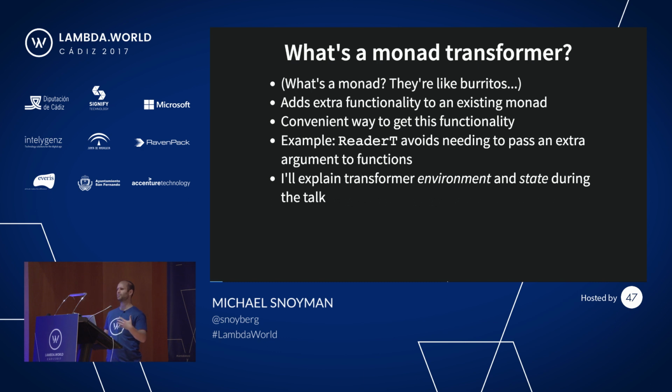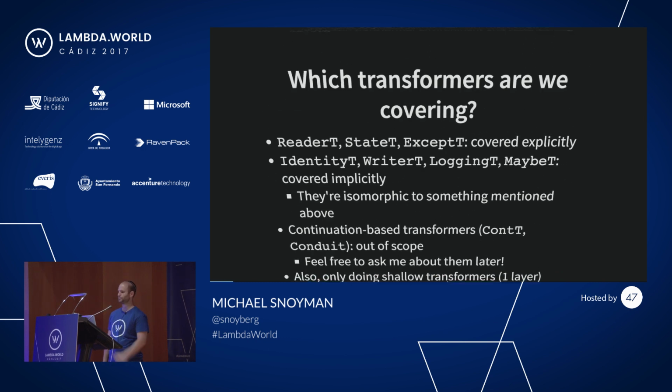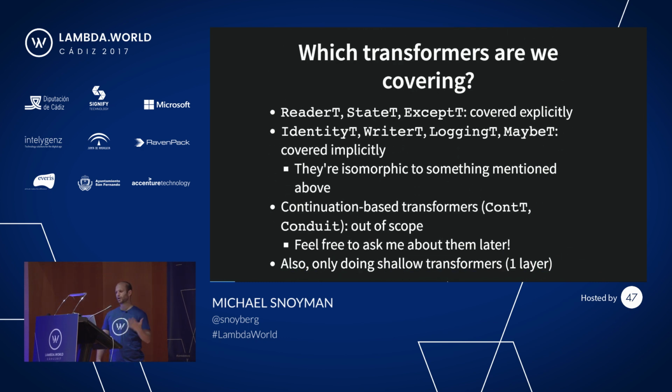And then we're also going to be talking about this thing called environment and state and how that applies to different kinds of monad transformers. In this talk, we're going to be talking about three different transformers: ReaderT, StateT, and ExceptT. Those are the ones we're going to be talking about explicitly. There are also a few others that are basically implied by this. So IdentityT and Writer, all of these are implicitly covered, since those four that I've listed and a few others are all isomorphic. They can all be expressed in one of those previous three.